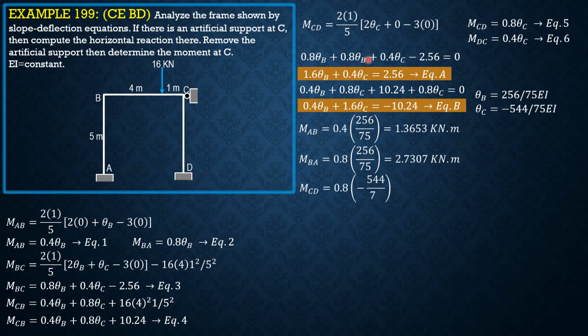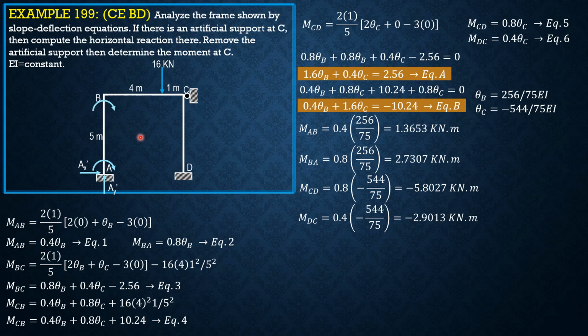MCD is 0.8 theta C, so negative 5.8027 kilonewton meter. MDC is 0.4 of theta C, or half of that value. So negative 2.9013 kilonewton meter. So having found these, let's have the moments transferred. Since MAB is positive, it's clockwise. MBA is also positive, it's clockwise.